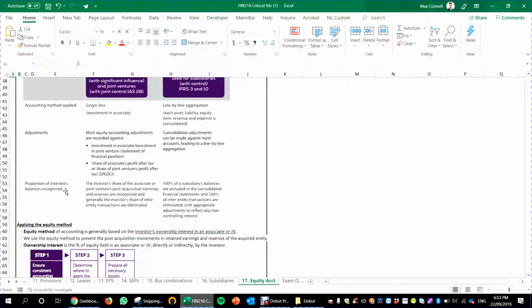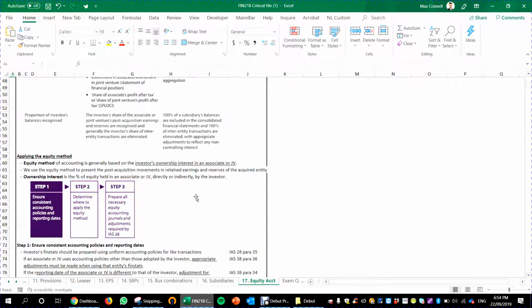Okay, and then the proportion of investees' balance is recorded. So the investor share of the associate or joint ventures post-acquisition earnings are recognized, and generally the investor share of inter-entity transactions are eliminated. Whereas in the consolidation method, 100% of subsidiaries' balances. So again, it's just a matter of this is percentage of ownership, this is 100% ownership.